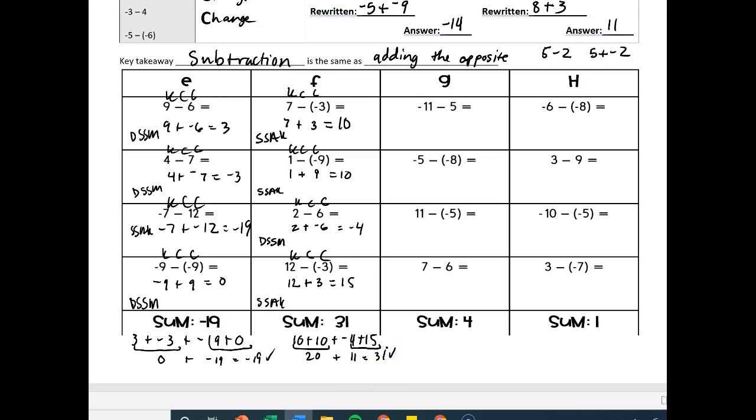You do the next two. Again, above every problem, you should write K, C, C, and then you should label the type as well. So rewrite it: negative 11 plus the opposite of 5, which is negative 5. So that's an SSAK, and then you solve: negative 16. That's it.